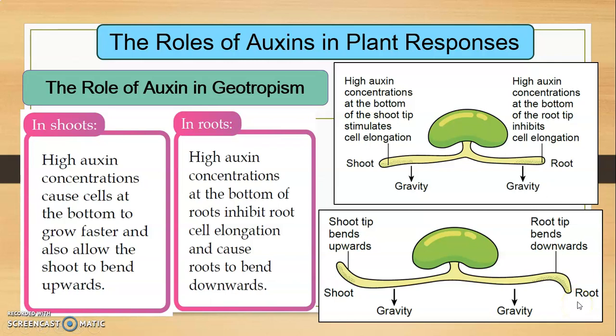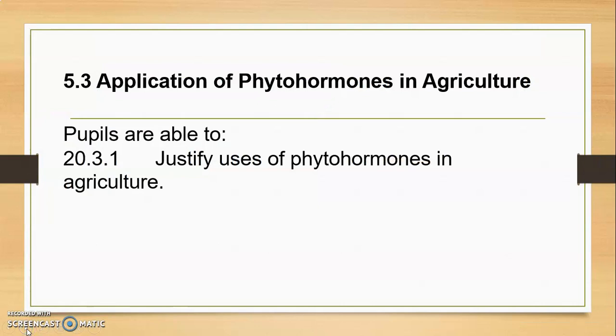Okay, so that was the concept of the role of auxin in geotropism. Okay, I hope you can understand, yeah? You can understand the role of auxin in the plant response referring to phototropism and also geotropism. Okay, let's continue a little bit to 5.3.